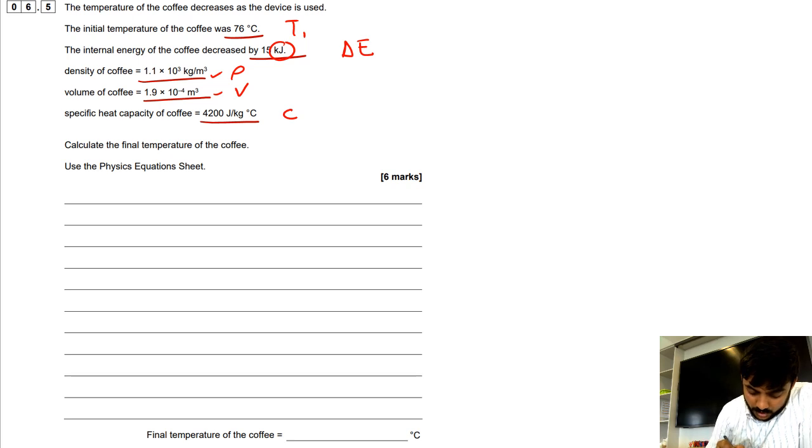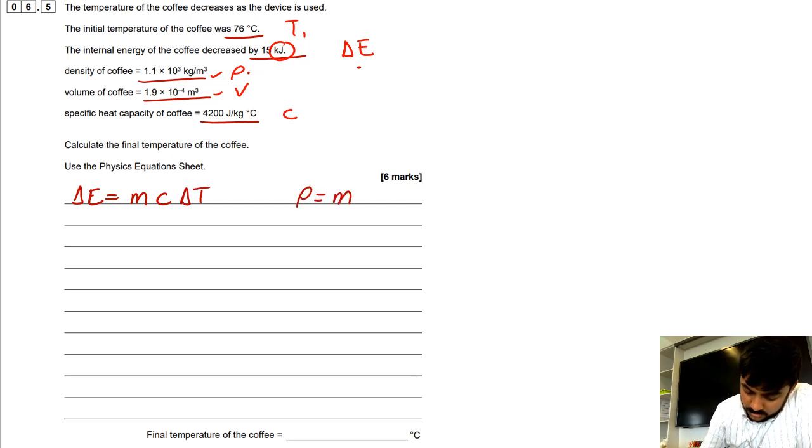Calculate the final temperature of the coffee. Use the physics equation sheet. Quite quickly, I can see one equation doesn't satisfy all of those terms. But I will write down the equation that does satisfy this term and that term. The change in energy is equal to mass times specific heat capacity times the change in temperature.